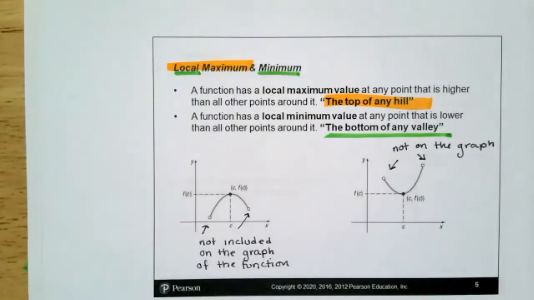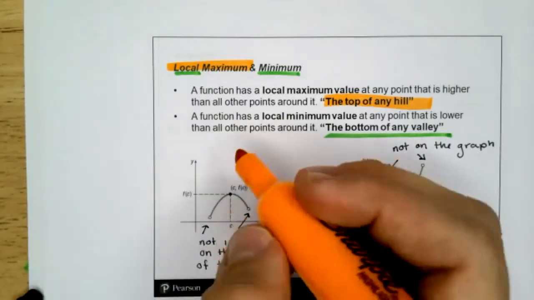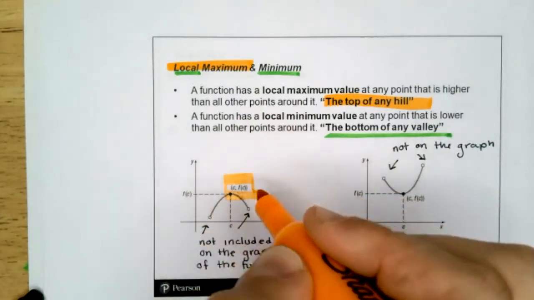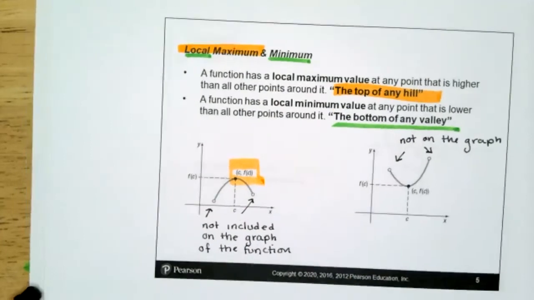So here is my local maximum, C, comma, f of C. C is my x, f of C is my y. That's my local maximum because it's the top of a hill.